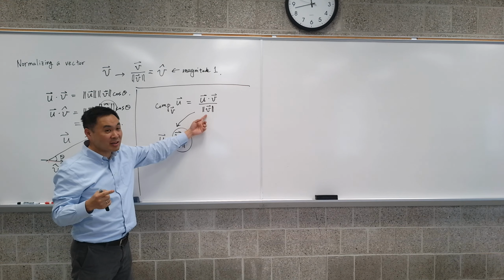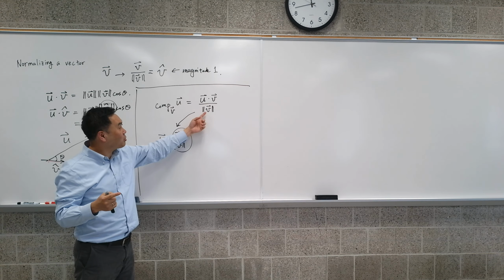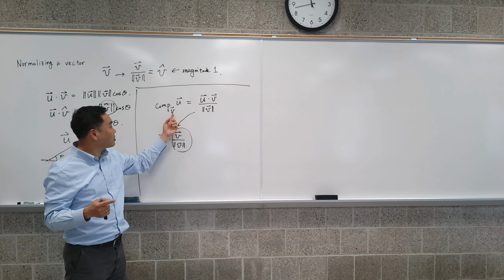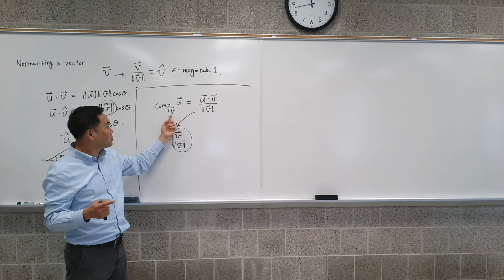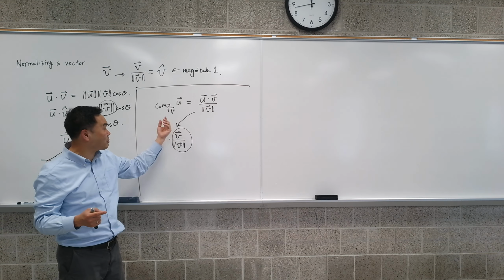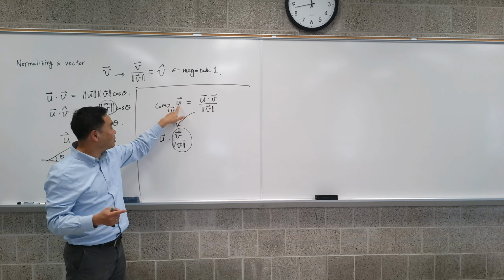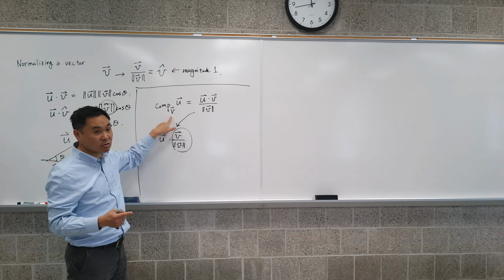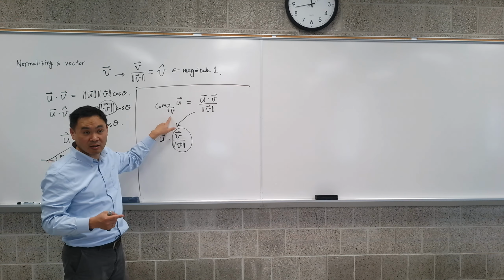Because this is not symmetric, right? Why do I put v on the denominator and not the u? And that's because you're putting the v under, so that's a tactic to make sure that you remember it correctly. But not only that, you're taking the vector u in the direction of v. That's the meaning of this, okay?